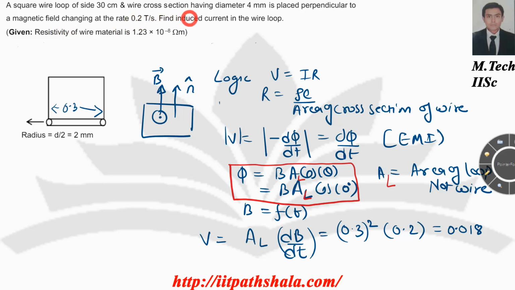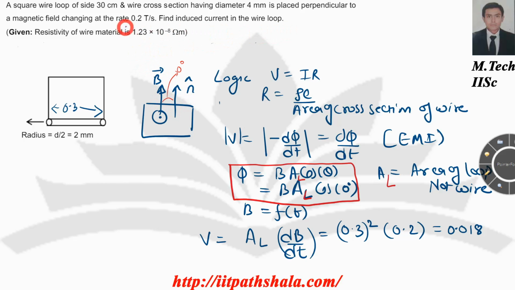Now here you are given a loop. Your wire has a cross section of 4 millimeter squared and it is placed perpendicular to the magnetic field, as follows. As you can see, my magnetic field is coming out of the plane of the wire and the area, or the normal vector, is also coming out of the plane of the wire, and the angle between them is 0 degrees. Both are parallel to each other.